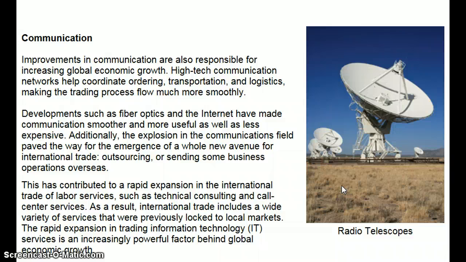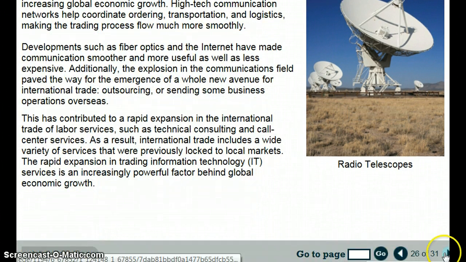Additionally, the explosion in the communications field paved the way for the emergence of a whole new avenue for international trade: outsourcing, or sending some business operations overseas. This has contributed to a rapid expansion in the international trade of labor services, such as technical consulting and call center services. As a result, international trade includes a wide variety of services that were previously locked to local markets. The rapid expansion in trading information technology, IT, services is an increasingly powerful factor behind global economic growth.